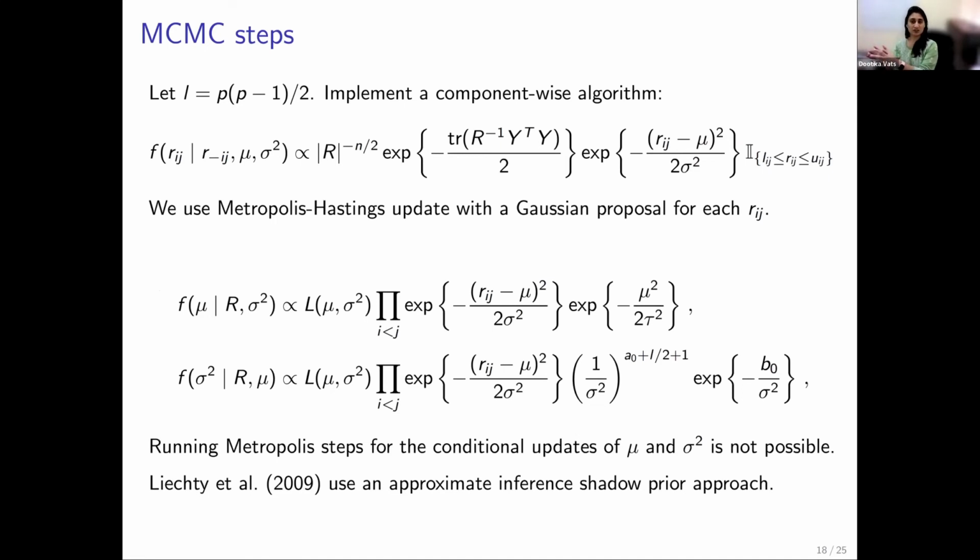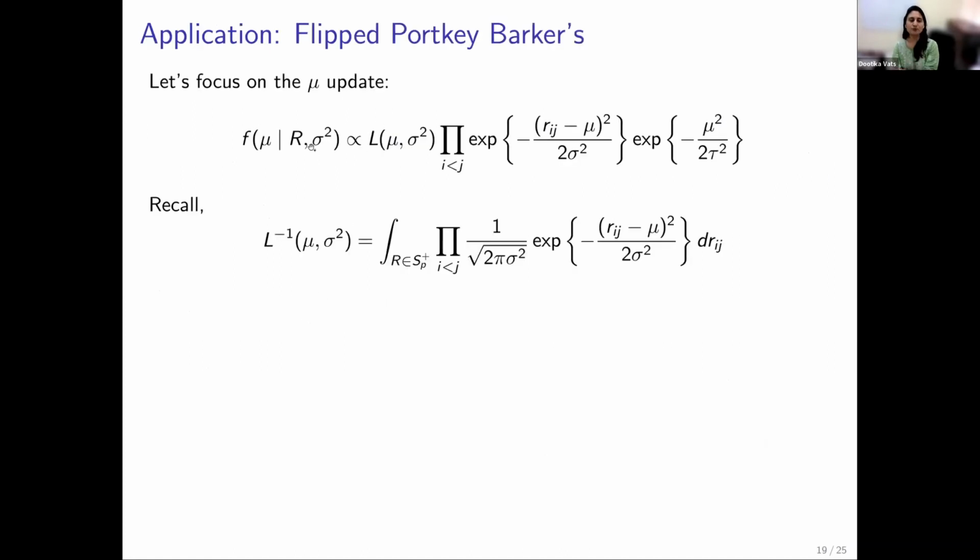So instead of going into those approximations that we can't really quantify, we can implement an exact MCMC algorithm via Bernoulli factories. Let's just look at the update for mu. The full conditional f of mu given R and sigma squared is proportional to L, the inverse integral, times what's inside the integral. Now L inverse is equal to this integral over here. Because of that, it's much easier to lower bound f rather than upper bound f. So we're going to implement the flipped Portkey Barker's algorithm.